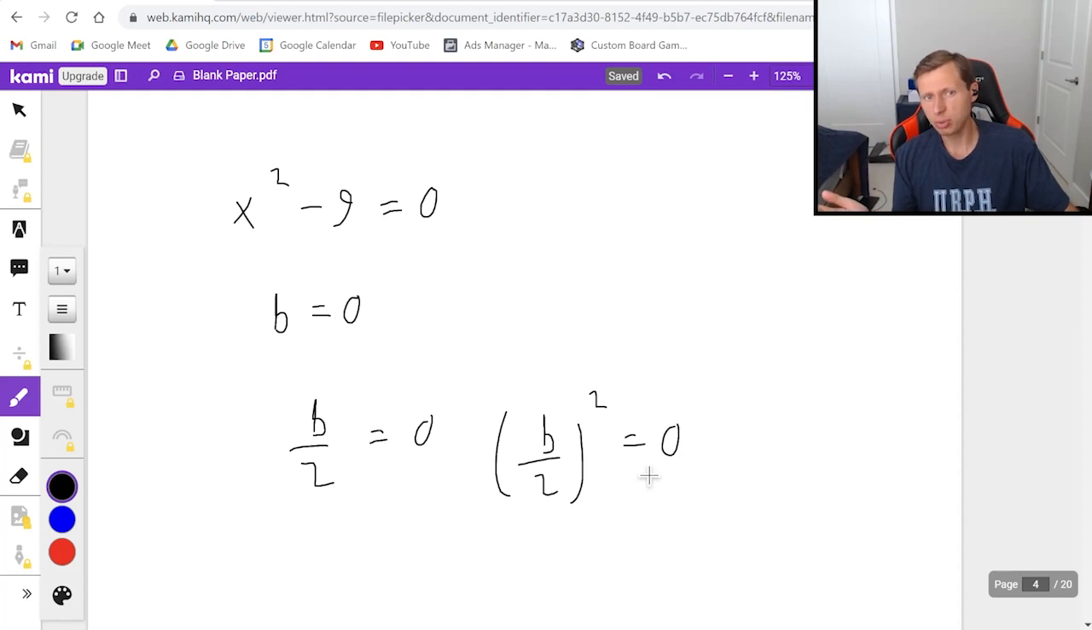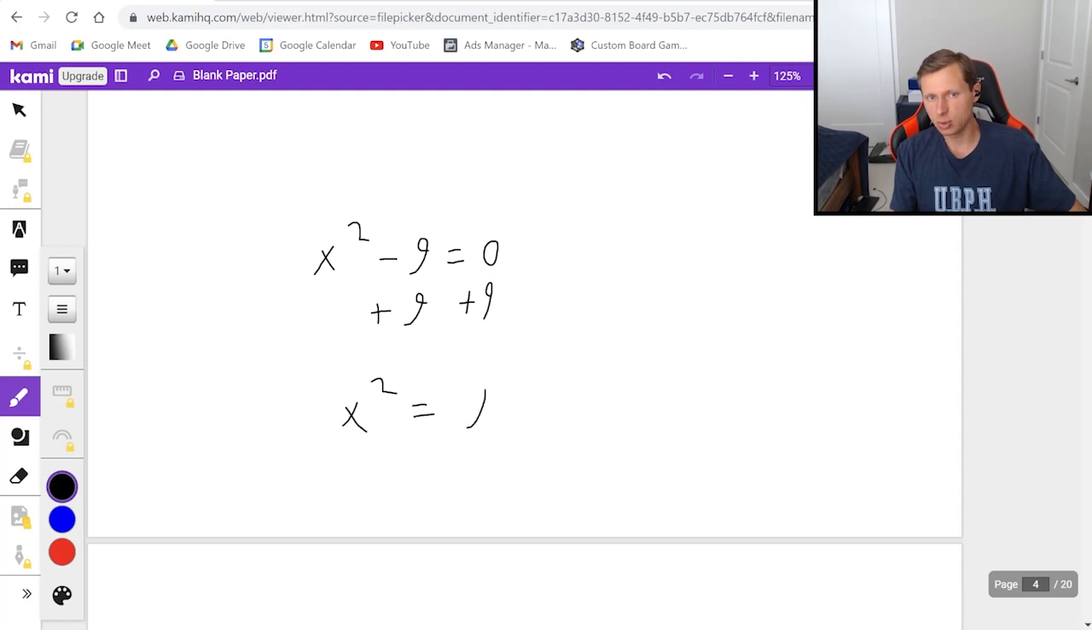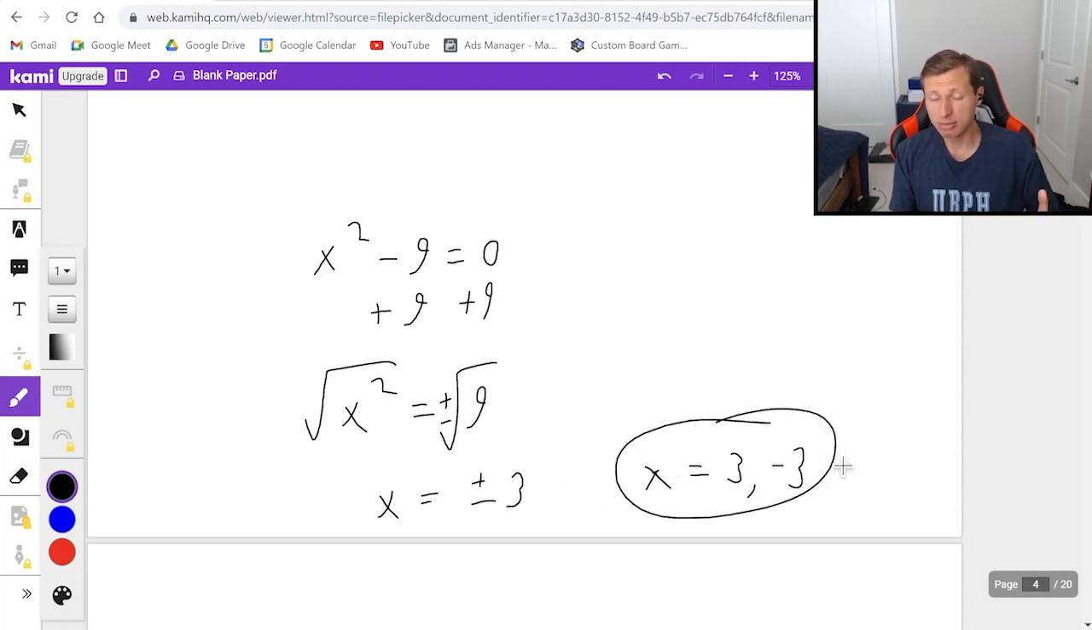Well, in this case, completing the square doesn't even make sense. As a matter of fact, what you do, technically, is x squared minus 9 equals 0, add 9 to both sides, x squared equals 9, and now you're already ready to take the square root. Just take the square root of both sides, plus or minus. Looks like you get x equals plus or minus 3. And if you want to write that separately, x equals 3 comma negative 3. And that's all you have to do for that one.